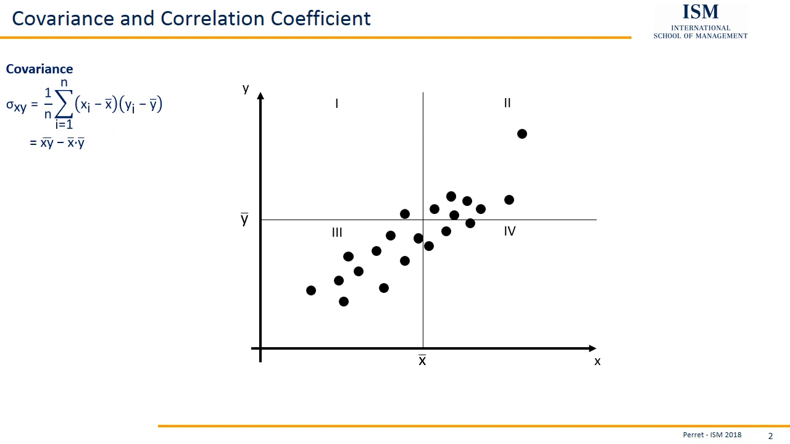On the other hand, if our covariance is negative, most of our values are in 1 and 4, and we have a negative relationship. If our covariance is 0, then approximately the same number of values are in 1, 2, 3, and 4. That's the basic idea behind the covariance.